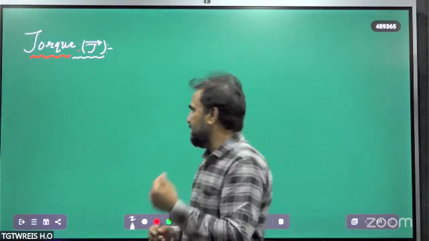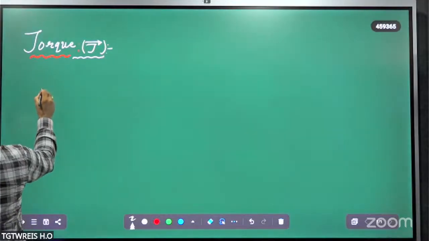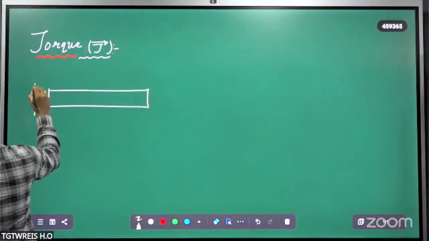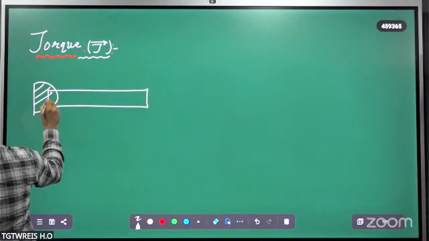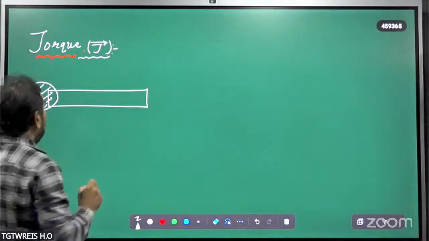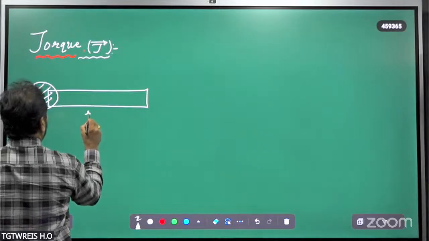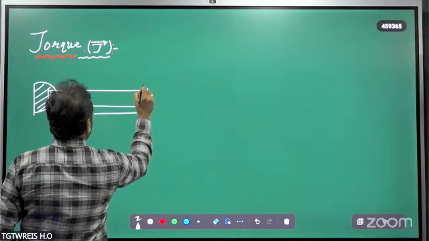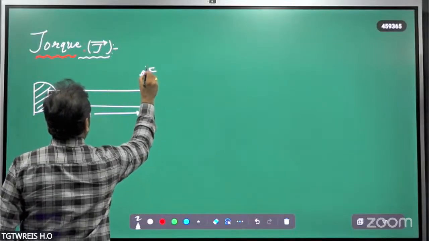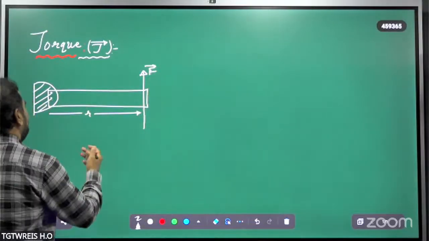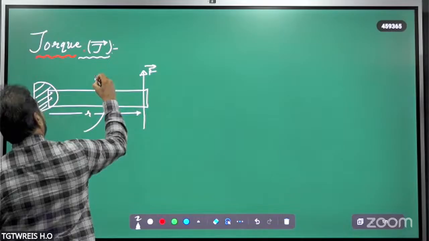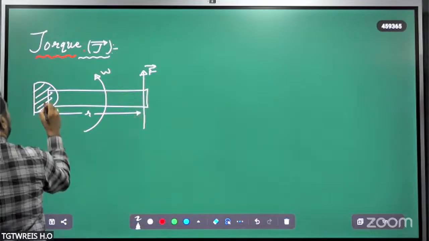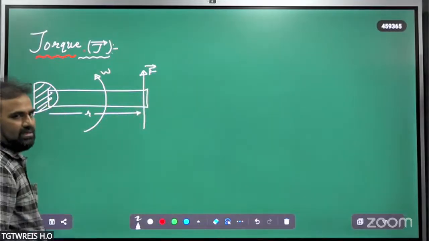Is it clear? See here. Consider an object with one end fixed. At a distance from the point of hinging, I am applying some amount of force. A force F is applied on the other end. Then this rod would be rotated with an angular velocity omega. So the turning effect of a force about a fixed point is called a torque.